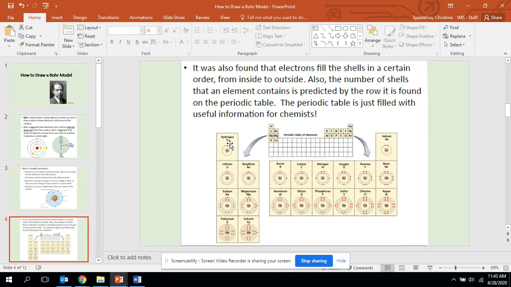If we look at row 1, hydrogen and helium, remember rows are horizontal, side to side, 1 shell. If we go down to row 2, lithium through neon, they have 2 shells. And as we go further down, 3 shells, 4 shells. So when you labeled your periodic table, we numbered 1 through 7 for the rows. And that tells us how many shells we can find in those particular elements in those rows. See? Patterns.